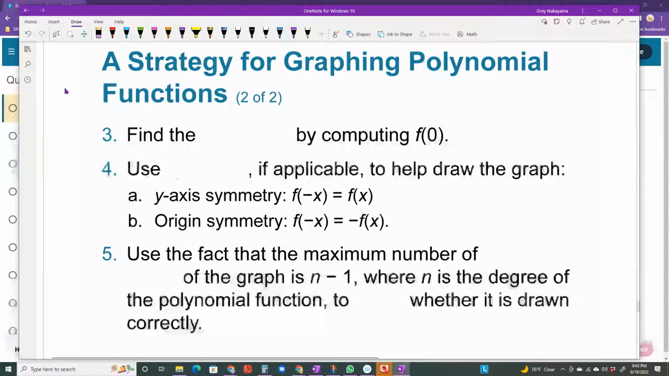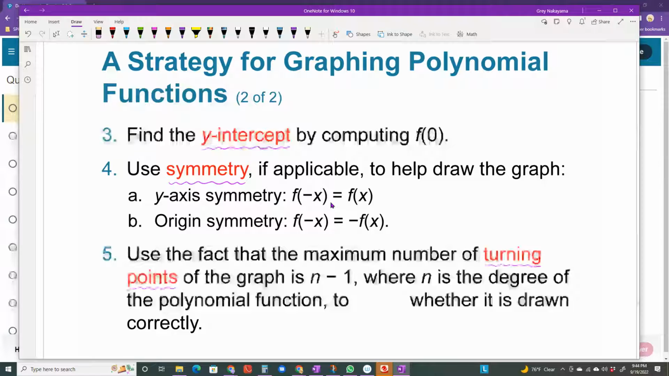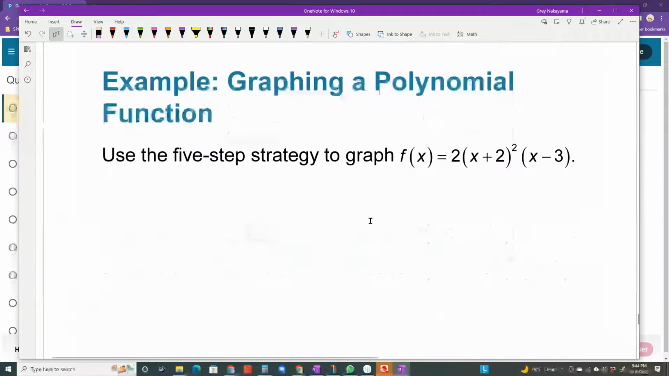Then you're going to find the y-intercept, and then you're going to use symmetry, if applicable, to help draw the graph, and I'm going to talk to you about that. And remember to use the fact that the maximum number of turning points is always n minus 1 to check whether or not you've drawn that graph correctly.